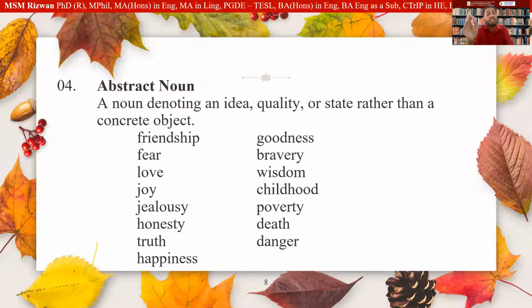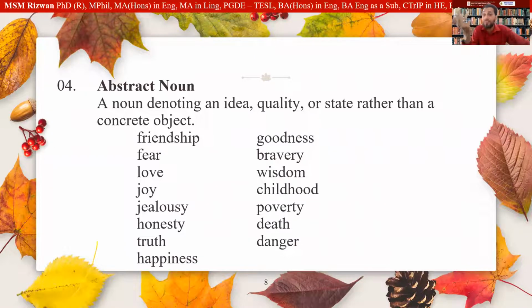A noun denoting an idea. So you have to focus your attention on these given terms. Denoting an idea, or it can be a quality, or it can be a state, rather than a concrete object. Bag, or else you can remember pen, or else pencil. They are the concrete objects, right? They are the concrete objects. But now here, denoting an idea, or a quality, or else a state, they can be used as abstract nouns.